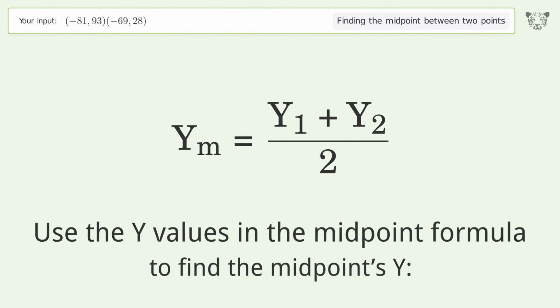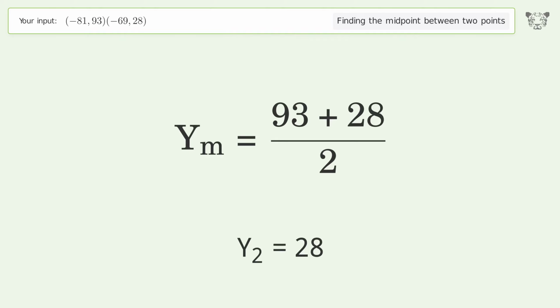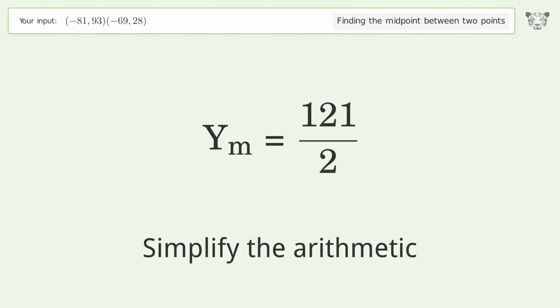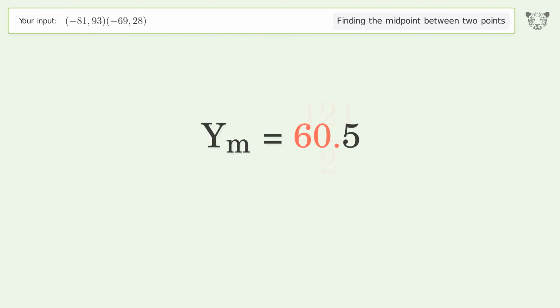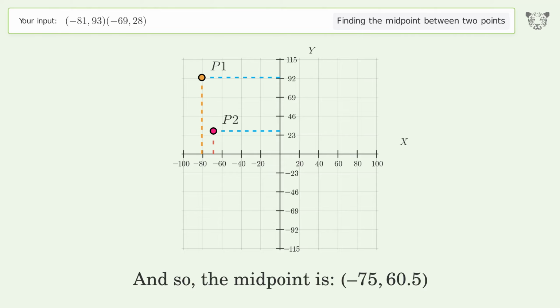Use the y values in the midpoint formula to find the midpoint's y. y1 equals 93. y2 equals 28. Simplify the arithmetic. And so, the midpoint is negative 75, 60.5.